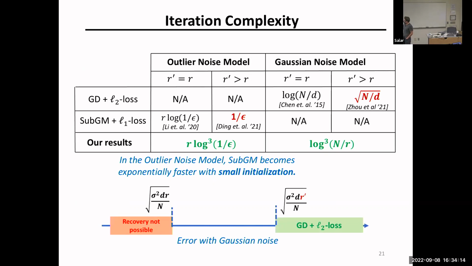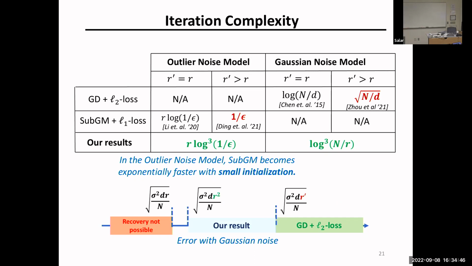In fact, minimax error here scales with the square root of d times r divided by n. Here r is the true rank, not the overparameterized rank. It is a true rank. The best known result for gradient descent with L2 loss has an error that scales with r prime. R prime is the search rank. So in the overparameterized regime, there is a huge gap between these two, right? Our result almost closes this gap, not exactly, but almost closes this gap.